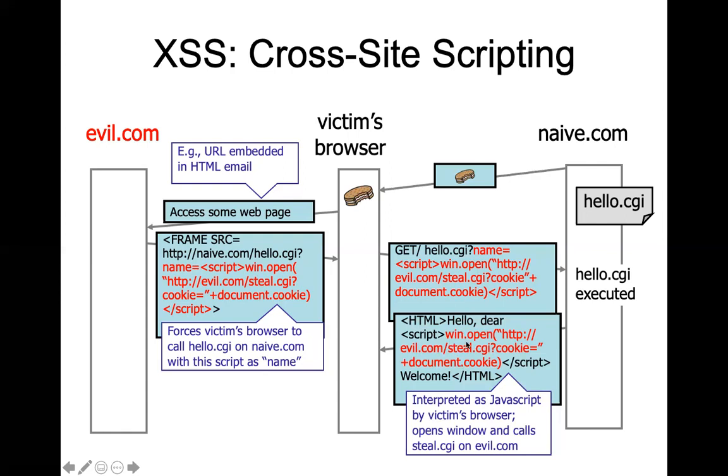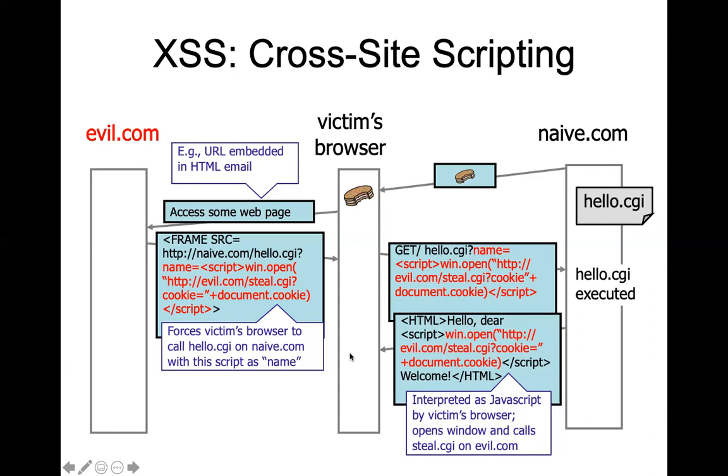It is actually opening up a pop-up window, win.open, that is sourced to fetch some content from evil.com. So it's going to send an HTTP GET request, and it's going to invoke an application called steal.cgi. It doesn't even matter if that application exists over here or not. And it's going to pass as arguments whatever it gets as the cookie from here.